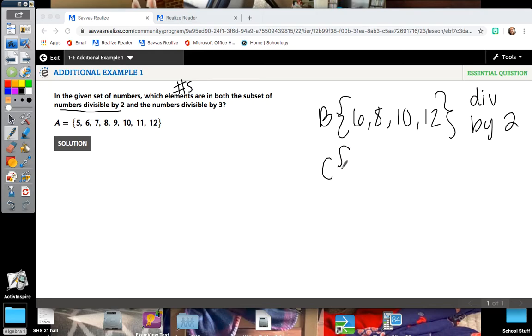Then I'm going to grab another subset, and we want numbers divisible by 3. Which of these numbers divide by 3?